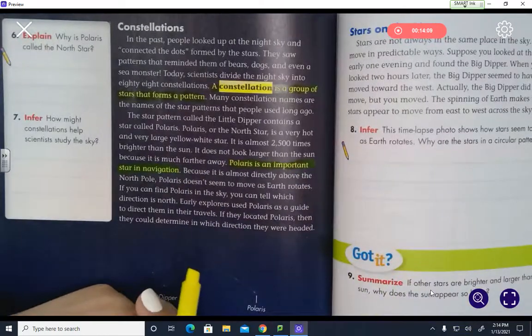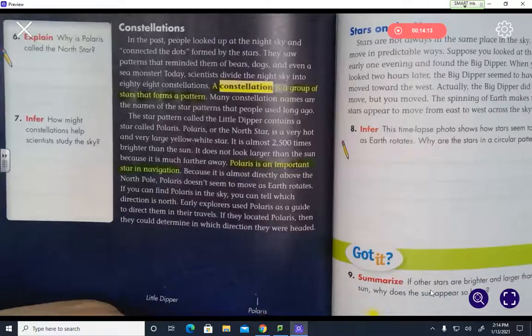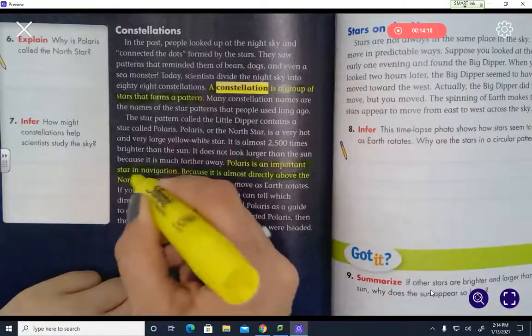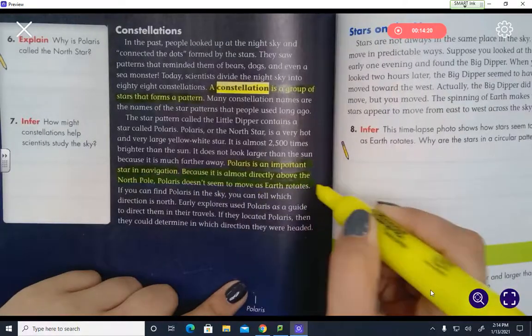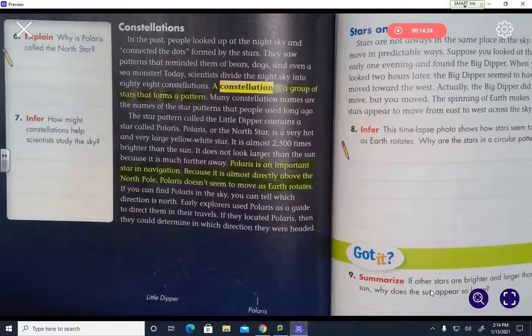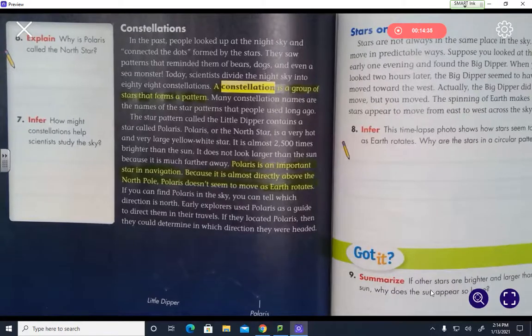Because it is almost directly above the North Pole, Polaris doesn't seem to move as the Earth rotates. Highlight that as well. If you can find Polaris in the sky, you can tell which direction is north. Early explorers used Polaris as a guide to direct them in their travels. If they located Polaris, then they could determine in which direction they were headed.